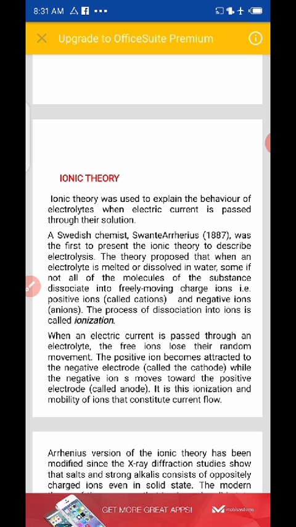When an electric current is passed through an electrolyte, the free ions lose their random movement. The positive ions become attracted to the negative electrode. That is what we call the cathode, while the negative ions move towards the positive electrode, which is what we call the anode. Don't forget, the positive electrode is the anode and the negative electrode is the cathode.